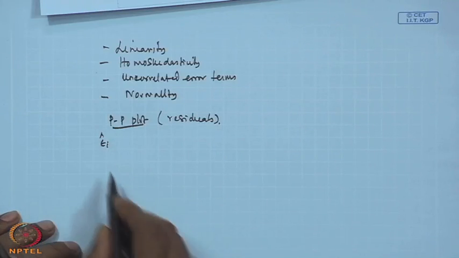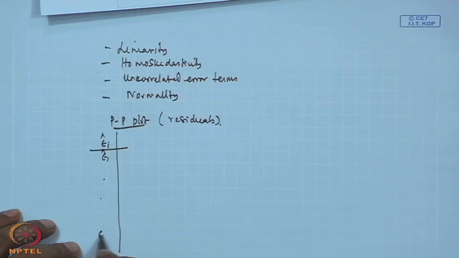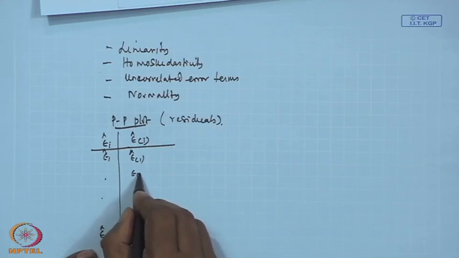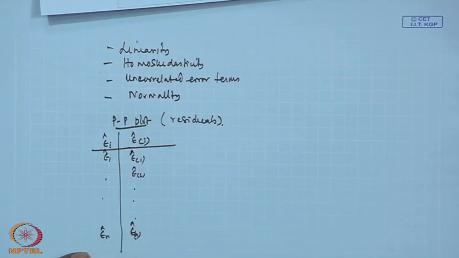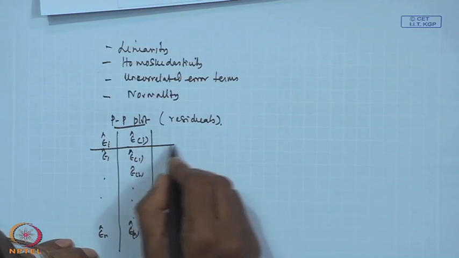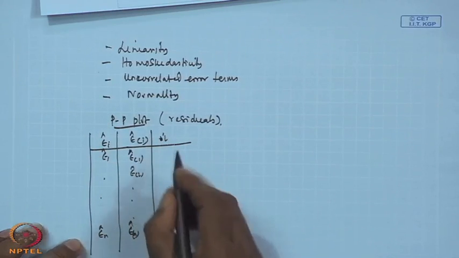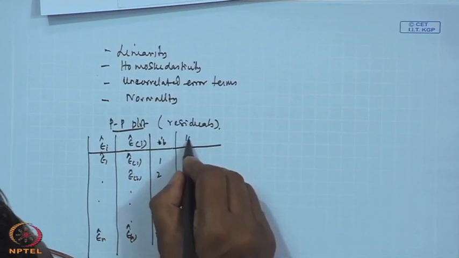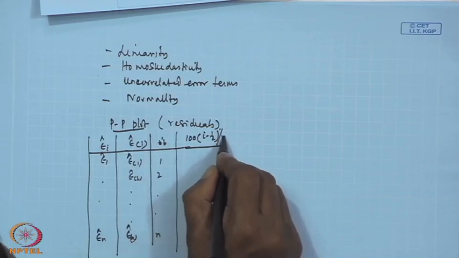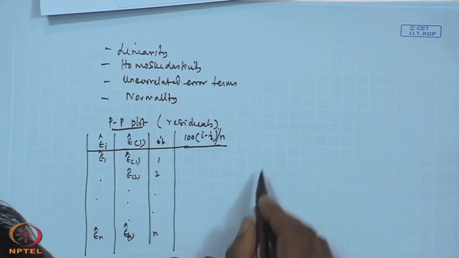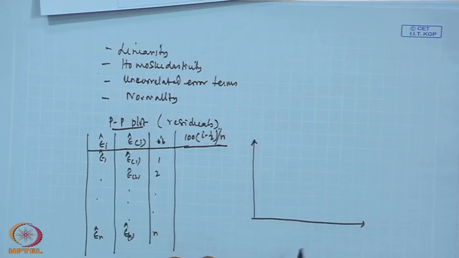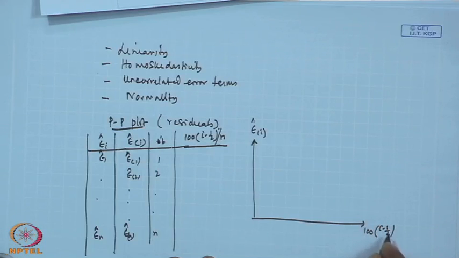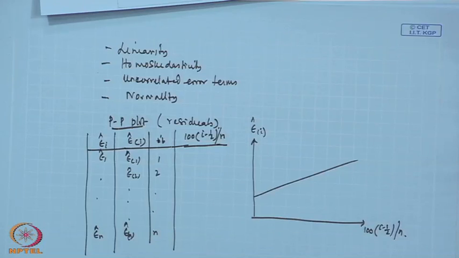Suppose the residuals are coming up, epsilon cap 1 to n. Then we found the ordered residuals, for ordered residual i equal to 1 to n. Then what did you create? You created 100 times (i minus half) by n, and then you plotted the two. You plotted the ordered epsilon and your 100 times (i minus half) divided by n, and you got a straight line.